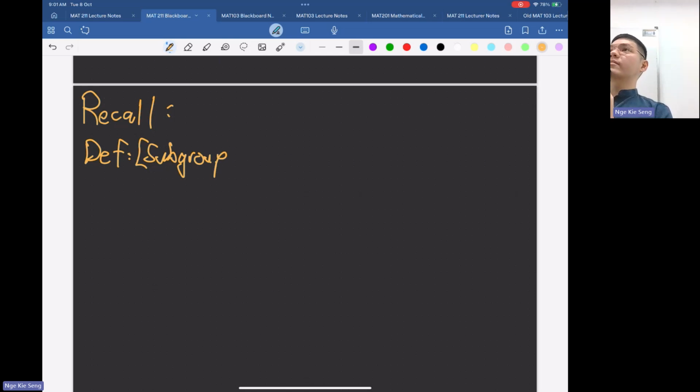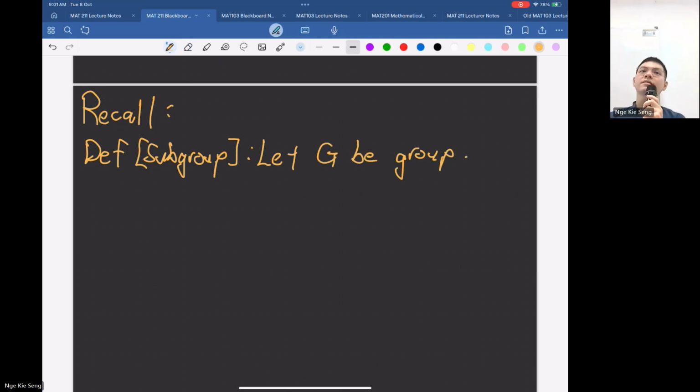When you talk about subgroup, there's the word group there, so you need to start with a group first. So let G be a group. You still remember what a group is? A set with what? Three things, right? What are the three things? Associative, then identity element exists, and then inverses exist for all elements.